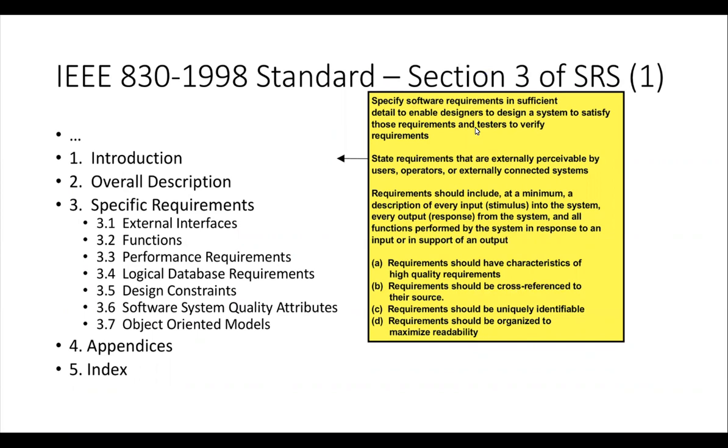Specifying software requirements in sufficient detail enables designers to design a system to satisfy those requirements, and it even helps testers to verify the requirements. Requirements that are externally perceivable by users, operators, or any externally connected systems should be clearly stated in section 3. Requirements should include at minimum a description of every input into the system, every output from the system, and all the functions performed by the system in response to a given input or to support an output.